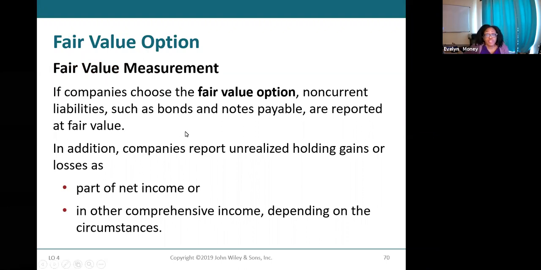So any changes due to fair value, at the end of the period, represent an unrealized holding gain or loss. And more often than not, they are shown as a part of net income. So we put dash income, if you remember that from Intermediate 1 as well. In some situations, it may be reported as other comprehensive income. So we put dash equity.